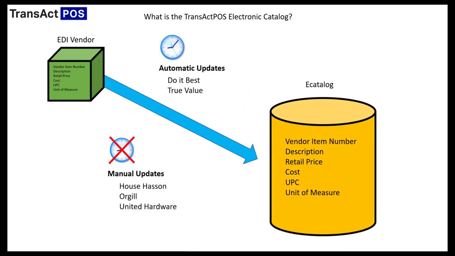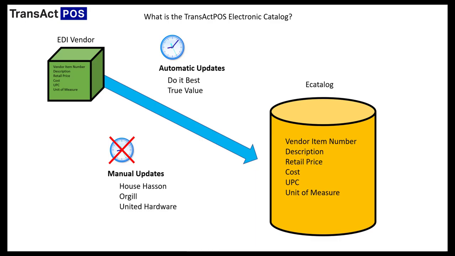For detail about the EDI vendor relationships, there are two different types. The Do It Best and True Value updates are automated, in that they occur in the evening. They are invoked by a process, and the data is transferred down to your system automatically.